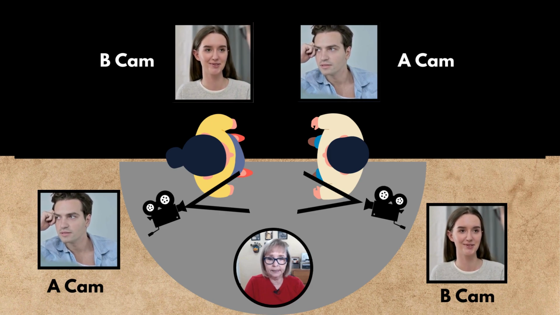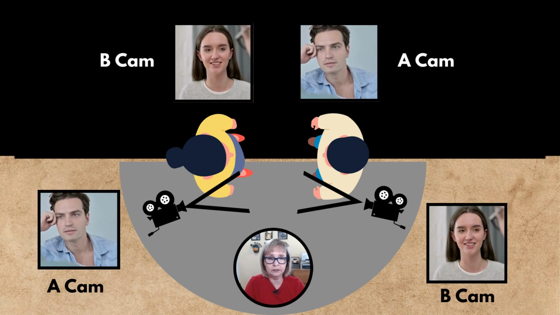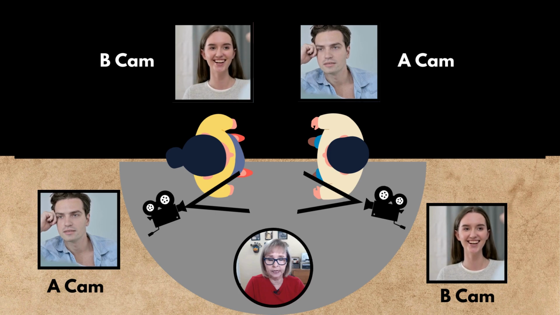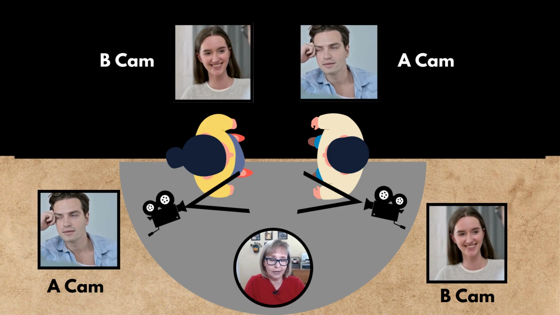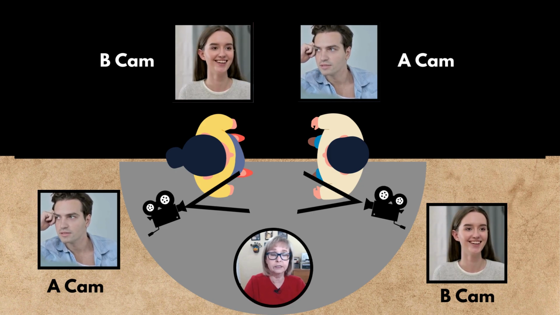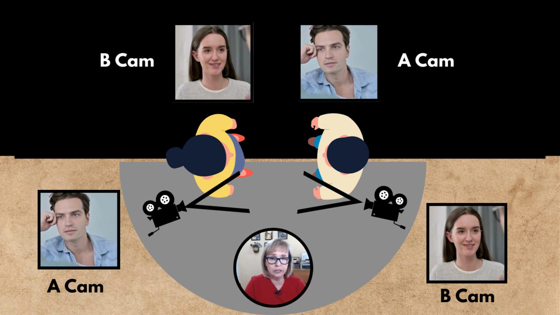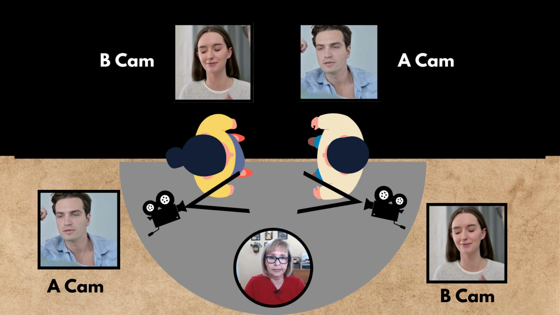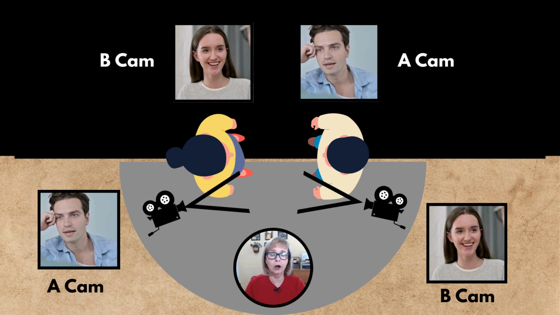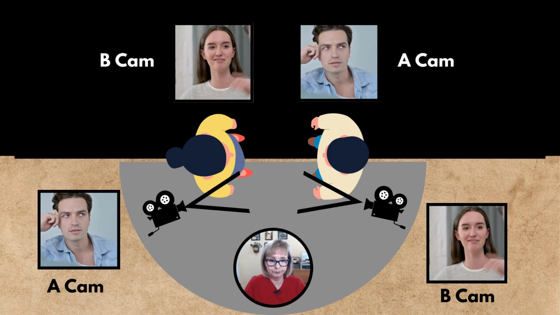And so A camera is the guy and B camera is the girl. Again, it's a little disorienting because you figure the A camera would be the woman who's standing there, but it's actually facing the man. So if you put them side by side in the top diagram, you'll see that the woman is looking camera right and the man is looking camera left, right? So they are looking at each other when they are talking.